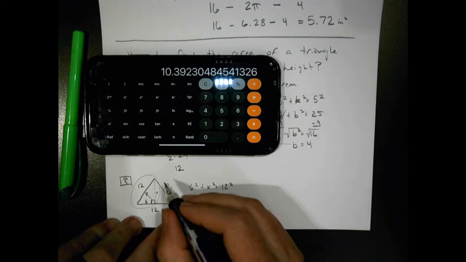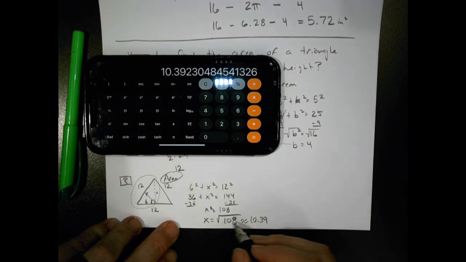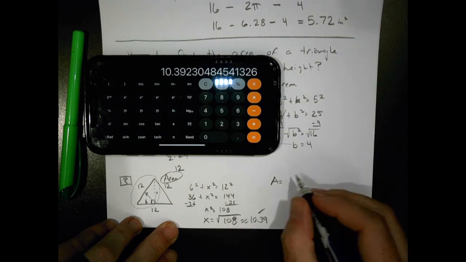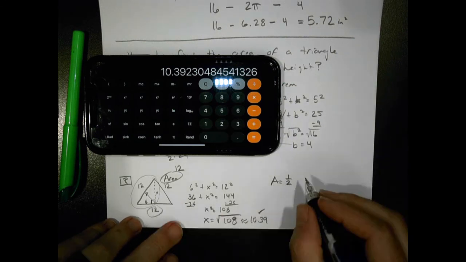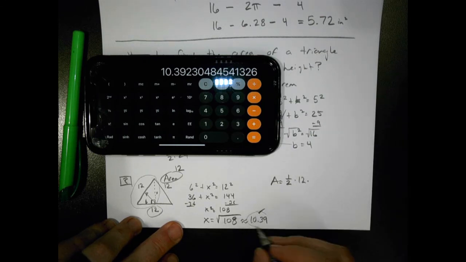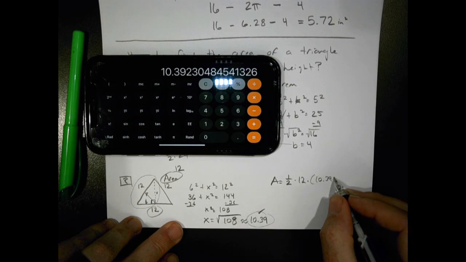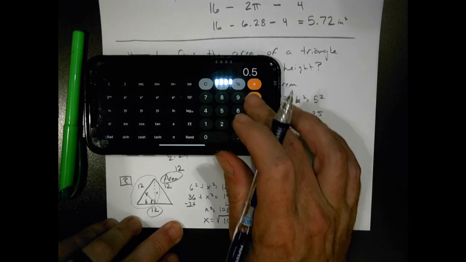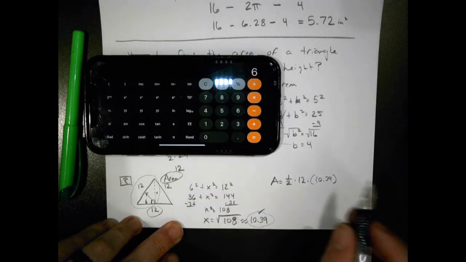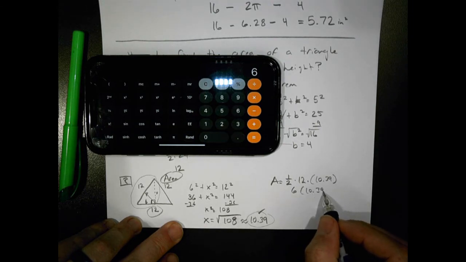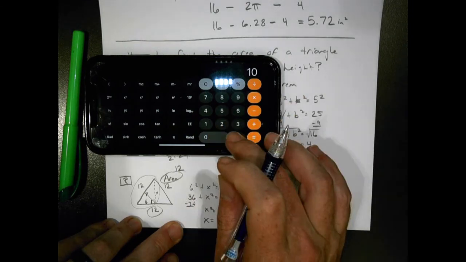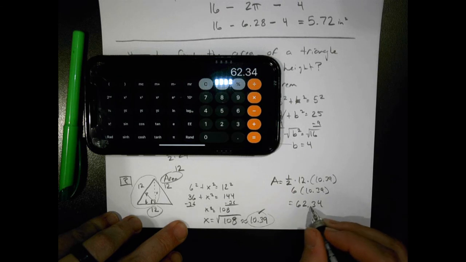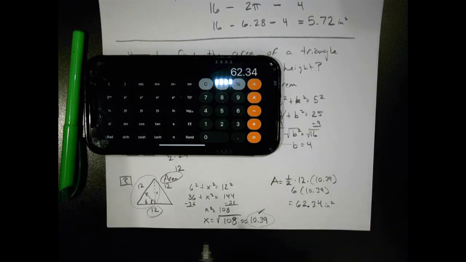Now, our question, though, was to find the area of this whole thing. So X is just my height, so I'm not done yet. So now to find the area, I'm going to use this number. And the area of a triangle is 1/2 of the base, which is 12, times the height, which is now I know 10.39. So let's do this together. So half, I can put that as 0.5 times 12 equals 6. So this is 6 times 10.39. Multiply that by 10.39. And we have an area of 62.34. And again, probably inches squared is the idea.